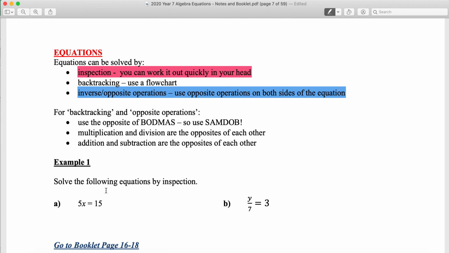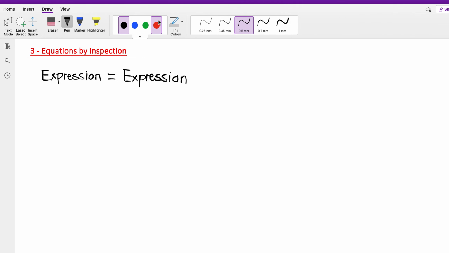So we're going to do some examples of how to solve equations by inspection. These equations by inspection are also called one-step equations, and we're going to see why. So let's do the first one, and work them with x. x plus 1 is equal to 7.